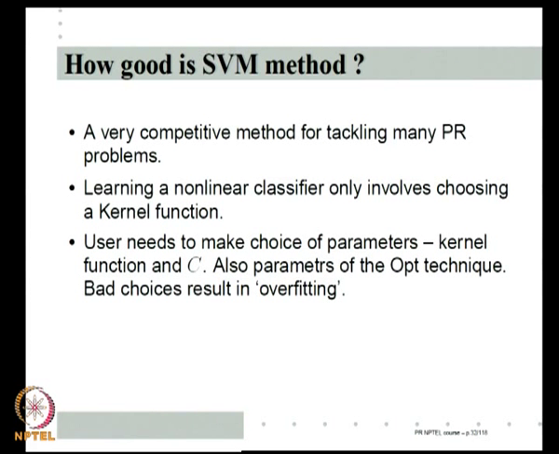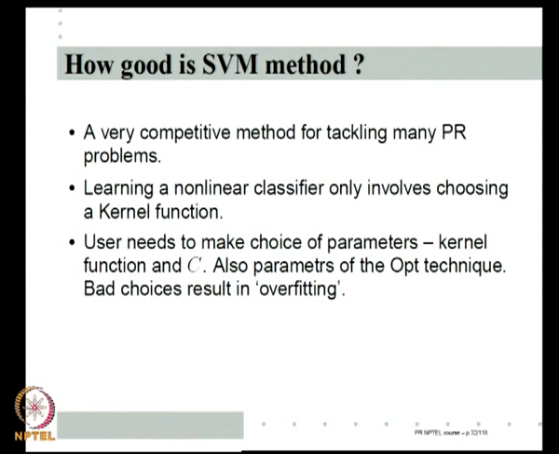The user still needs to make choices of parameters. I have to choose the kernel function, but I also have to choose parameters in the kernel function. For example, if I am using a Gaussian kernel, I have to choose what the sigma in the Gaussian kernel should be. The second thing I have to choose is the C parameter, the penalty parameter in the optimization problem. I also have to choose parameters in the optimization problem.